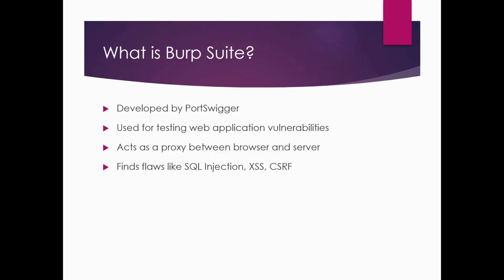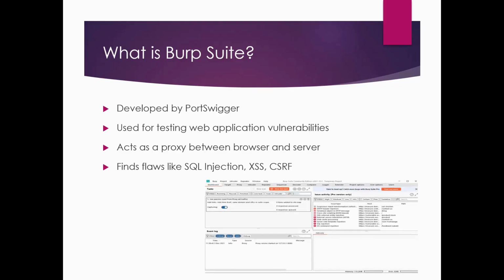The main purpose of using Burp Suite is to find vulnerabilities such as cross-site scripting, SQL injection, and CSRF, all of which can be exploited by attackers if not properly secured. One of the best things about Burp is that it allows both manual testing and automated scanning depending on which edition you are using: the community, the professional, or enterprise. In simple terms, Burp Suite gives ethical hackers total control over what happens between the browser and the web server.